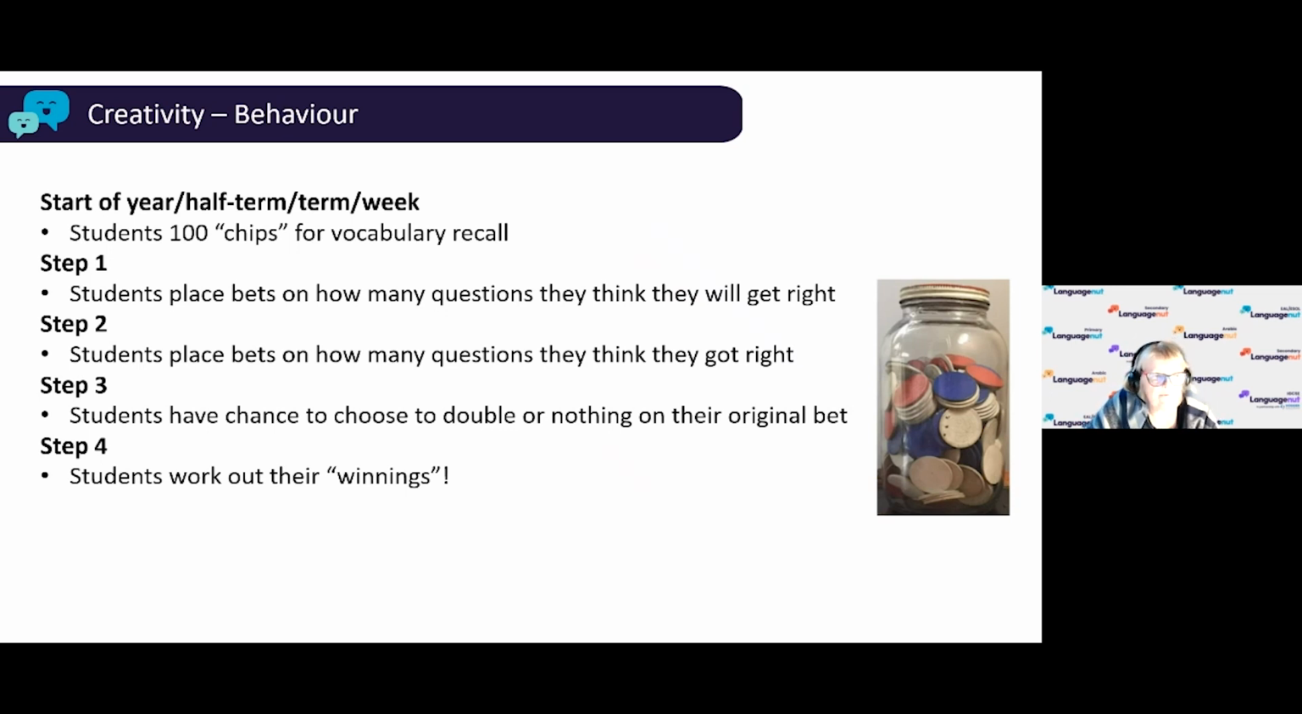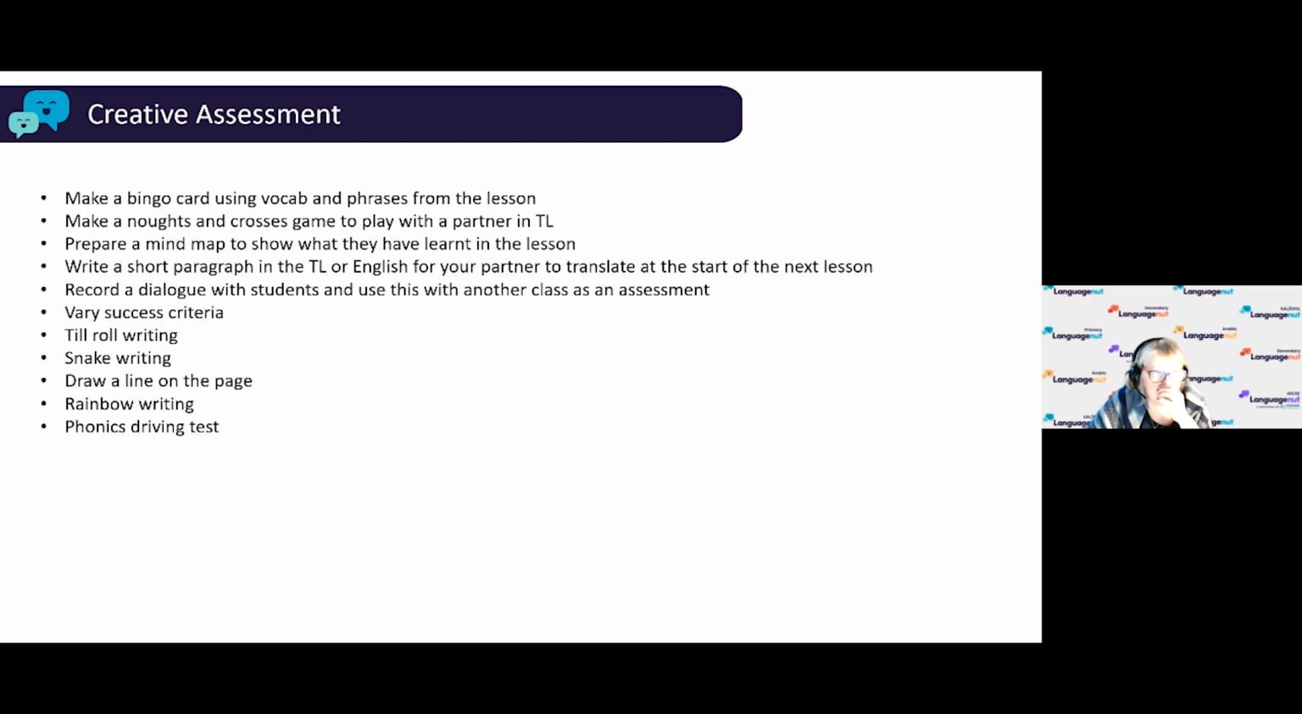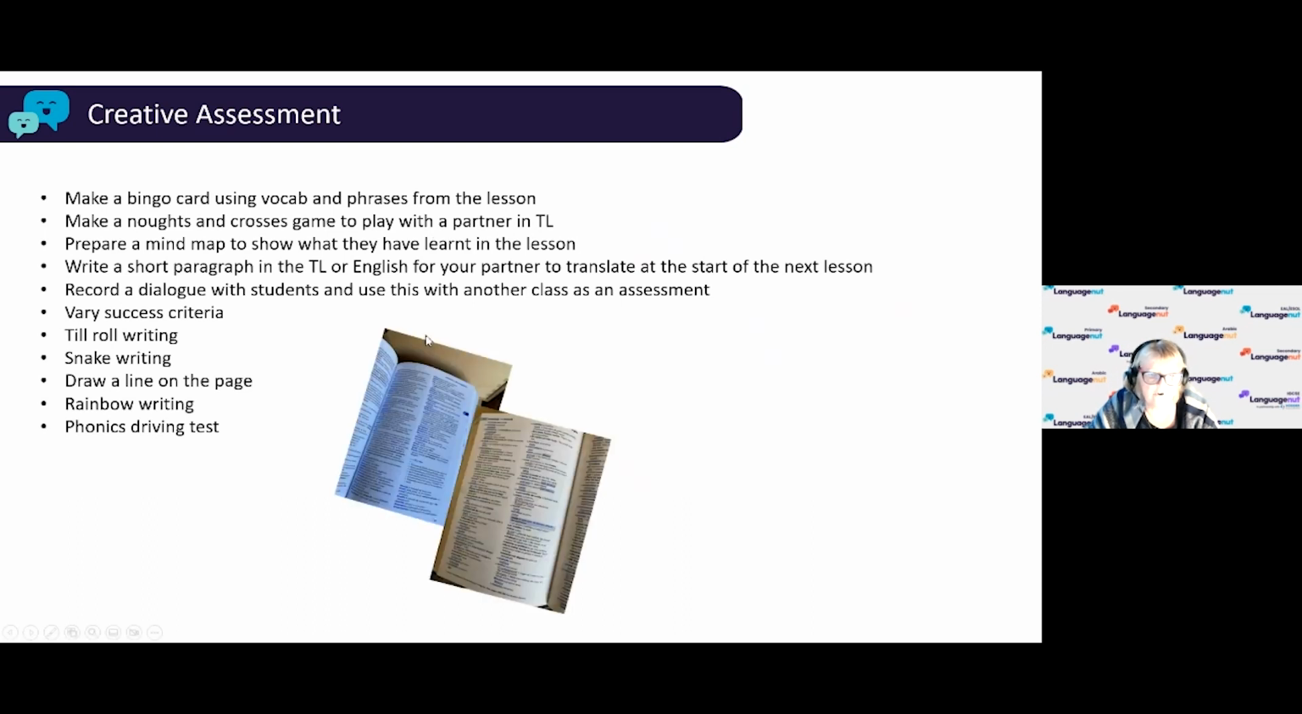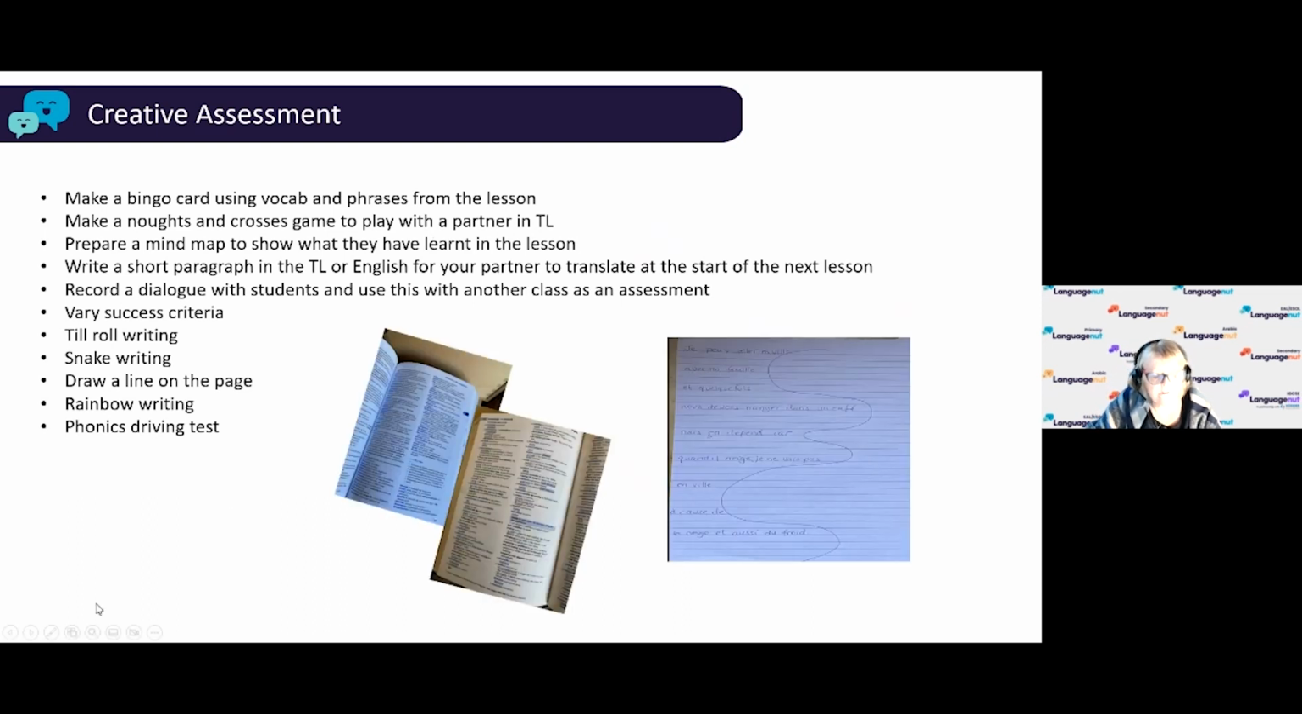Okay, so we move on to creative assessment then. I think we've got some pictures on here as well, Zoe, that you just want to flash on if they'll come. Oh yeah, so to make the creative assessment, maybe they make a bingo card at the end of the lesson and they use vocab and phrases from that lesson, and I may well take those in and look at them and actually give them a mark for it, or at least log that on my system as to how many they can retain from that lesson.